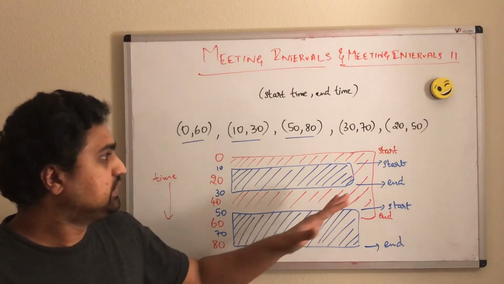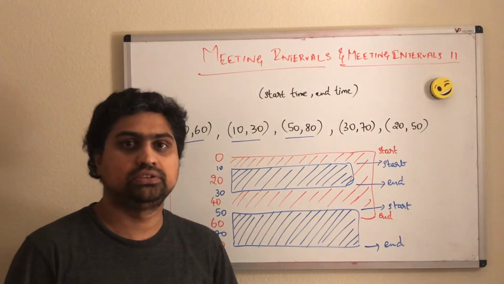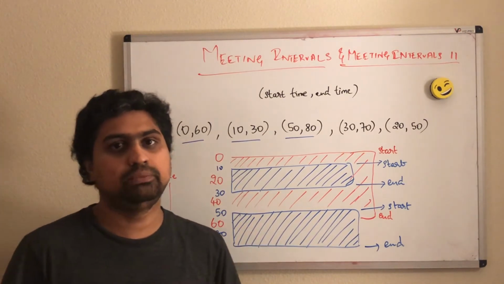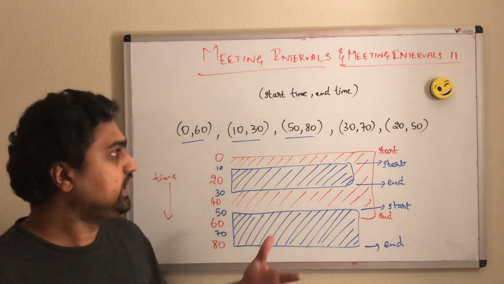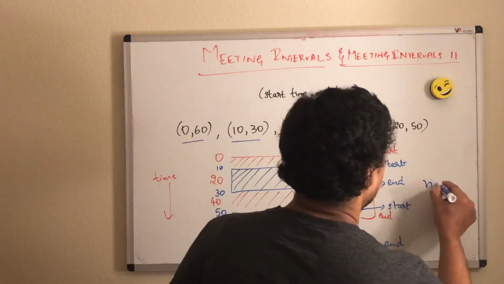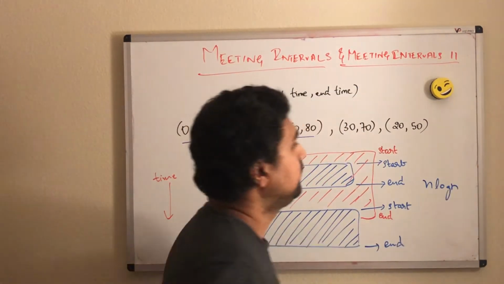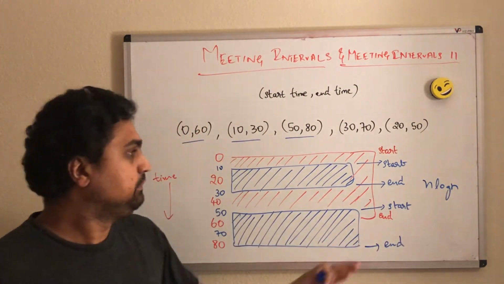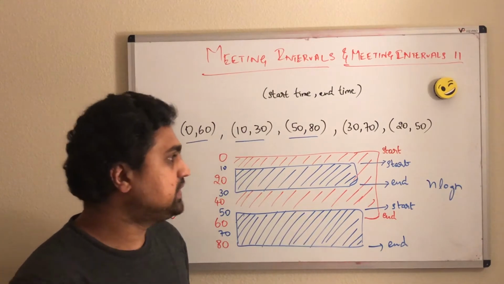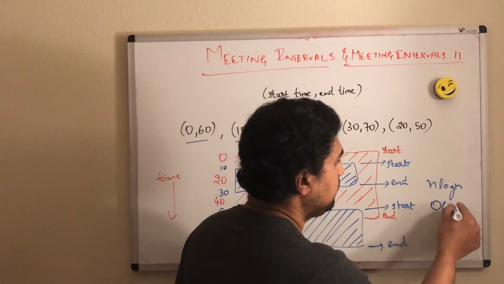So it's fairly simple. If we sort the meetings based on the start time, then we can check if any of the meetings overlap. So what is the time complexity of this solution? Sorting based on the start time takes O(n log n) time. So this is the time complexity. Here we don't use any additional space, so the space complexity is O(1).